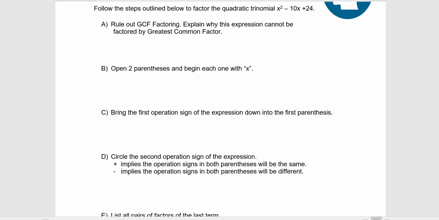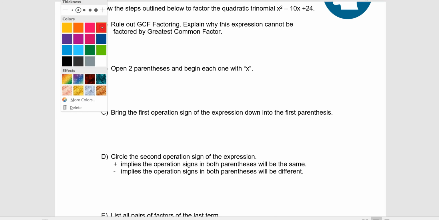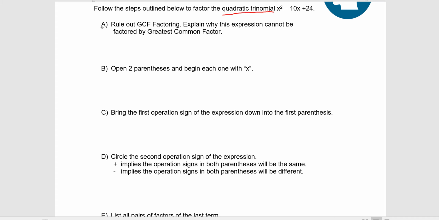Follow the steps outlined below to factor the quadratic trinomial x squared minus 10x plus 24. Okay, so let's think about the two types of factoring that we spoke about already. And the first thing we're asked to do is rule out GCF factoring. Okay, so we should know that for GCF factoring, we need something that goes into every single part.